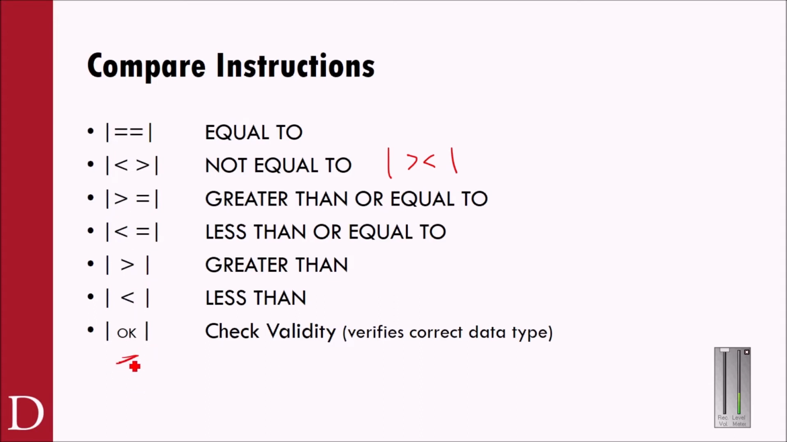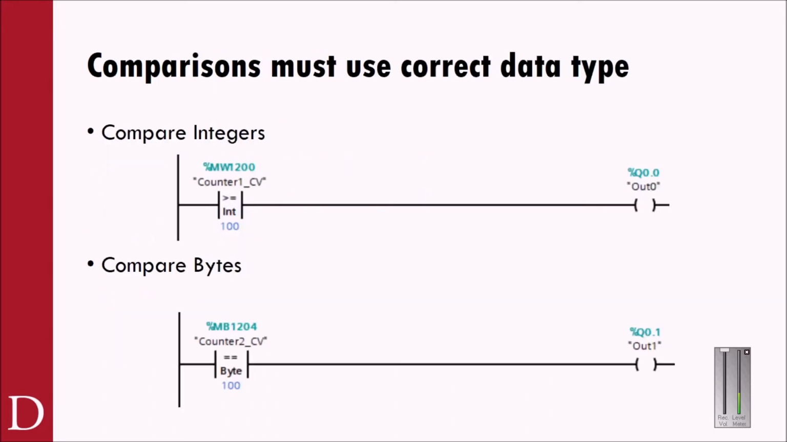And then this one, I've always liked this one. This one checks validity of the data type. So you'll see in a minute, as we work with compare instructions in the world of Siemens, we're not only comparing two numbers. As an example, this is a tag for a number that's stored in a memory location. It's a word, MW1200, is where this number is stored, and I'm comparing it to the integer 100. So you'll see not only am I looking to see if it's greater than or equal to, I'm looking to see if it's greater than or equal to the integer 100.